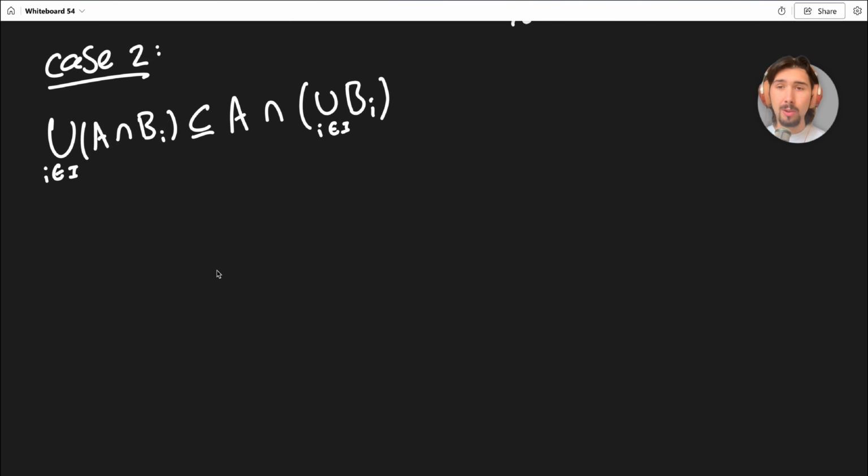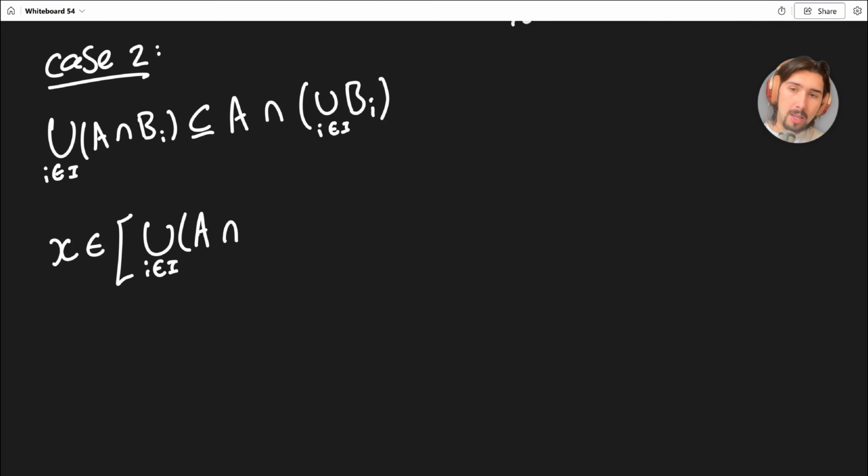Okay, guys, now for case 2, where we're going to prove the subset stuff the other way around. So again, we're going to do the element chasing idea. We're going to say that X is some element inside of what I've now put on the left-hand side. It was on the right-hand side earlier. The union of the intersection of the A and the BI's. Okay, if X is in the union of the A's intersecting with the BI's, then there must be some set BJ where X is in the intersection of A and that set, because it's in the union of all of them. So it has to be in at least one of them, right?